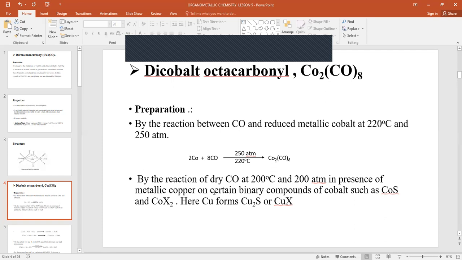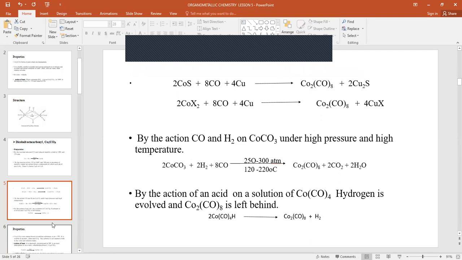octacarbonyl. It can also be prepared by the reaction of dry carbon monoxide at 200 degrees and 200 atmospheric pressure in the presence of metallic copper on certain binary compounds of cobalt, such as cobalt sulfide and others. So cobalt sulfide plus carbon monoxide plus copper, we obtain our dicobalt octacarbonyl.